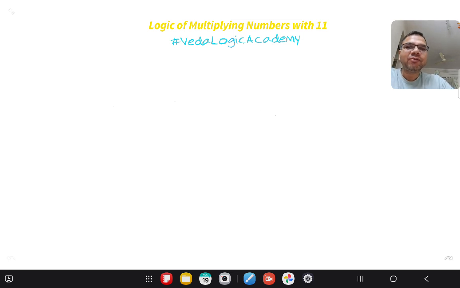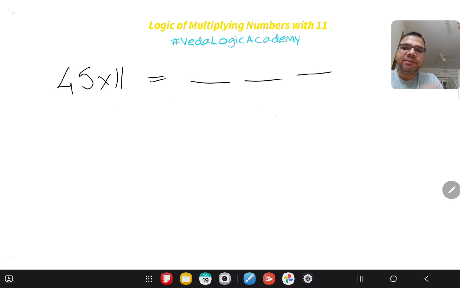Let's try to understand what is the logic behind multiplying with 11 using the Vedic method. So let's see what the Vedic method is first. Let's say I want to multiply 45 with 11. The answer we are going to get is in 3 steps.